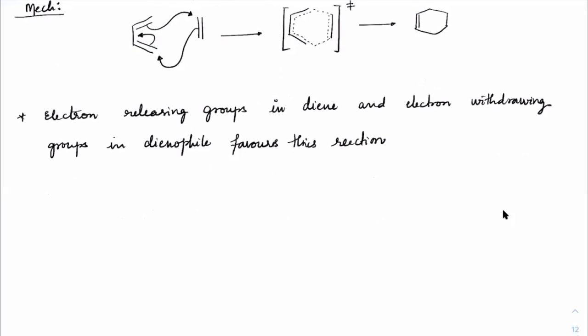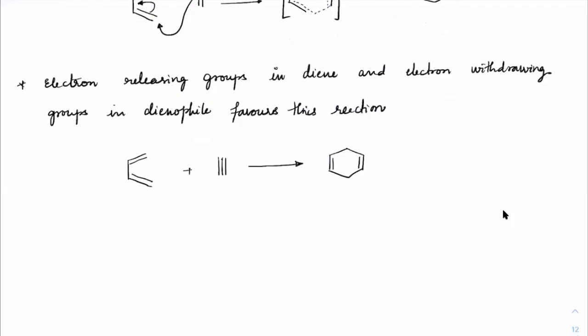So in general, if we take a diene here, plus this is a dienophile. Now the dienophile may have a double bond or a triple bond. As long as there is a pi bond present, that is sufficient. Then there would be a formation of this product.